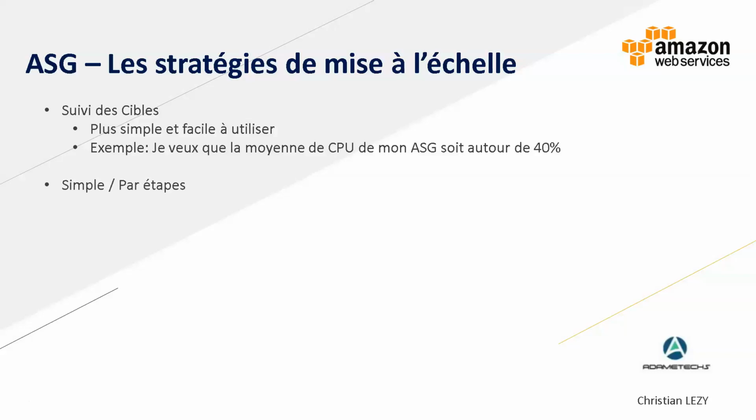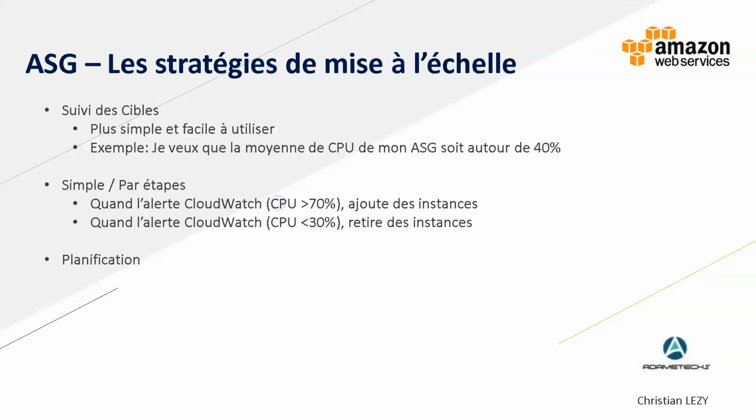There is another strategy that is just as simple, but this time it is step-by-step. We'll define a CloudWatch alert, for example, CPU over 70%. In this case, we'll have a trigger that will add instances. In the same way, we'll have an alert that will tell us when the CPU is below 30%. In this case, we'll have a trigger that will remove instances.